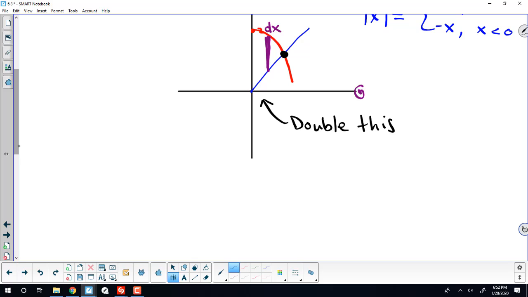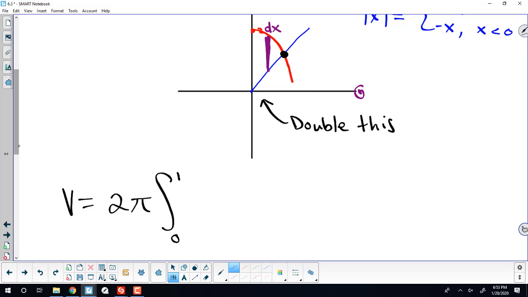Okay, so the volume then would look like what? Anybody want to take a shot at it? An integral from 0 to 1. Right, 2 pi, remember the 2 comes from the fact that we're doubling that volume. The pi is always in the disk washer formula. Integral from 0 to 1.